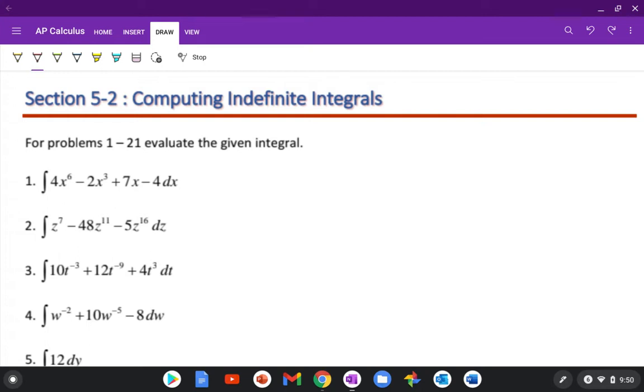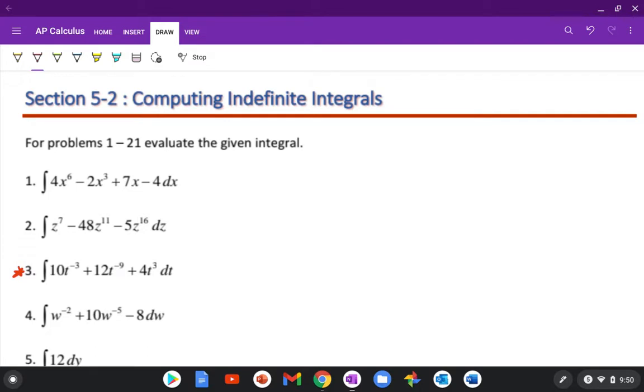Hey guys, in this video we're going to be stepping it up a notch with the indefinite integrals. We're going to be doing some more advanced ones. So hopefully you've got a grasp on the basic ones here. For example, if we were to just pick out, say, number 3, a little review on how to do that.